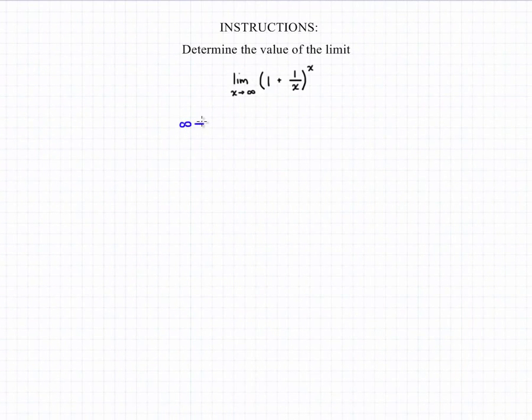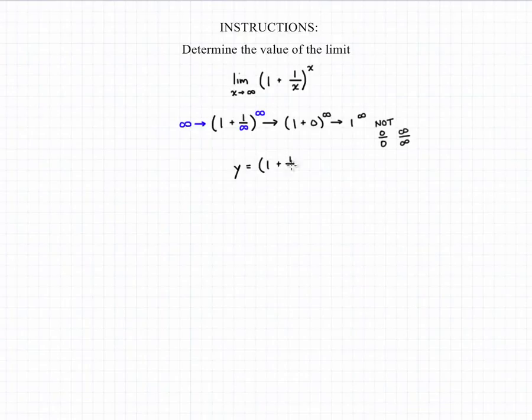To find the value of the limit, we begin by thinking about what happens to our function as x approaches infinity. So as x is getting larger and larger in the positive direction, that fraction 1 over infinity gets closer to 0, and our exponent remains infinity, which leaves us with 1 raised to the infinity, which is an indeterminate form, but not an indeterminate form that we can use L'Hopital's rule on.